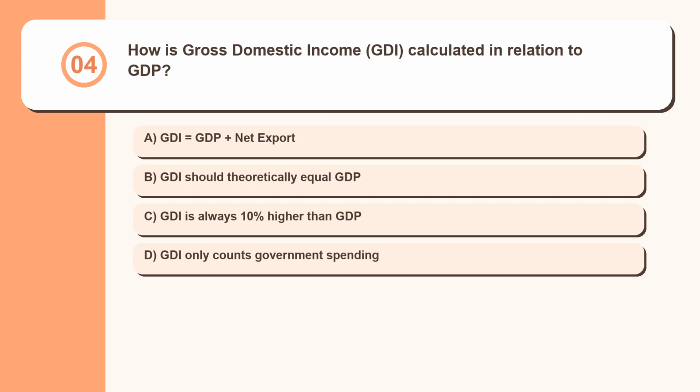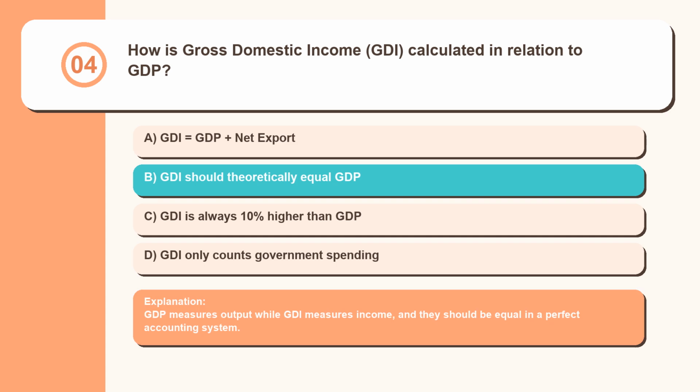Question 4. How is gross domestic income, GDI, calculated in relation to GDP? GDI equals GDP plus net export. GDI should theoretically equal GDP. GDI is always 10% higher than GDP. GDI only counts government spending. GDP measures output while GDI measures income, and they should be equal in a perfect accounting system.